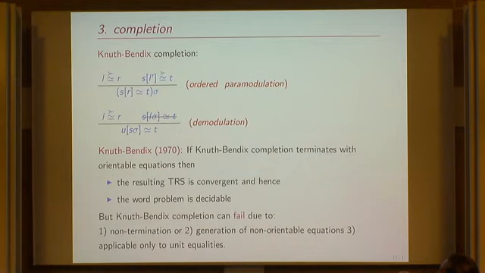What Knuth-Bendix showed is that if completion terminates with orientable equations, then the resulting term rewriting system is convergent. So it's confluent and terminating. So we can always find normal forms, and therefore the word problem for such systems is decidable. In particular, for group theory, they showed there is a finite convergent term rewriting system corresponding to group theory, which consists of 10 rules, which are not obvious if you look at them.